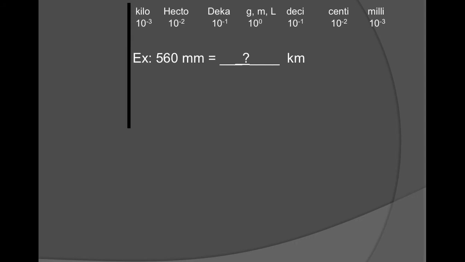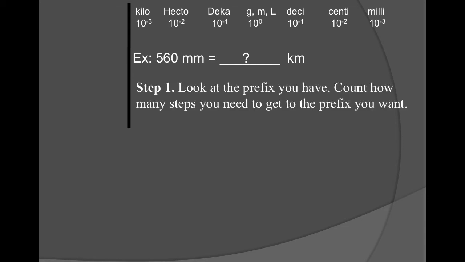Okay, let's go ahead and have you try. 560 milliliters equals how many kilometers? So step 1 tells you to look at the prefix that you have. We have milli, and milli is all the way over here. We are trying to get to kilo, which is all the way over here on the left. So count how many steps? 1, 2, 3, 4, 5, and 6.